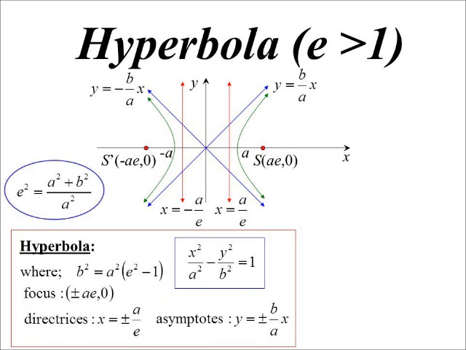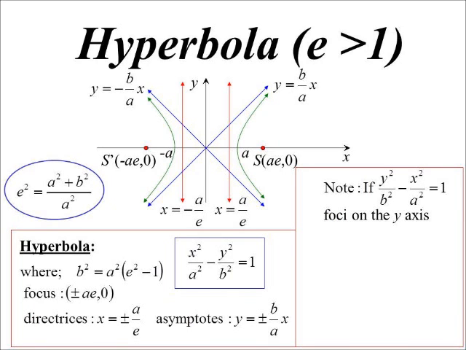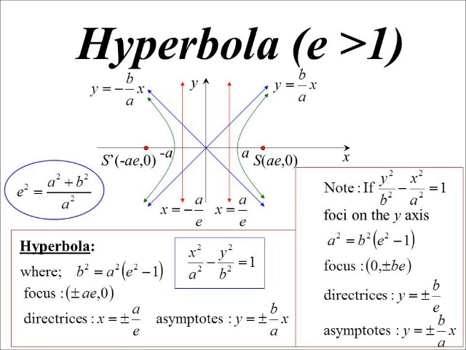Now, it does not matter whether b is bigger than a or a is bigger than b for this one. What matters is which one is positive. So here it's the x squared that's positive, so the foci are on the x-axis. If it was the y squared that's positive, then the foci will be on the y-axis. So y squared on b squared. So we'll see similar things happening now. Oh, okay, so the b's and a's, the x's and the y's are swapping around.